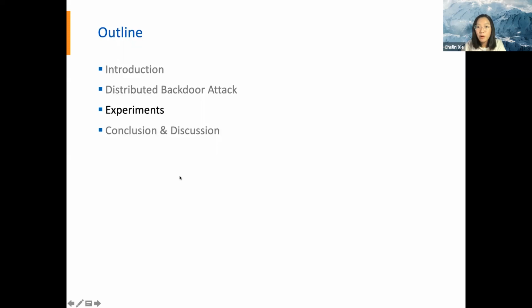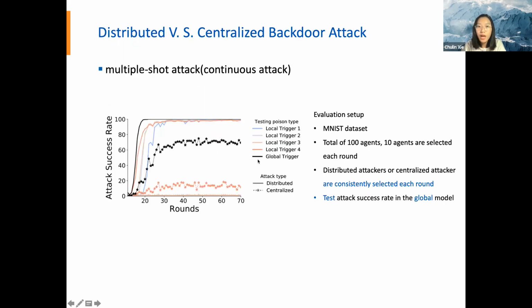So moving to the experiments now. To compare the performance of distributed and centralized attack, we evaluate two attack scenarios. The first attack scenario is the multiple shot attack. Here we are looking at the results from the MNIST dataset.